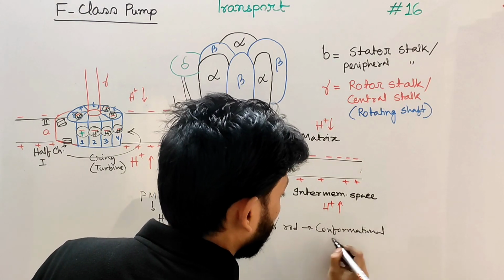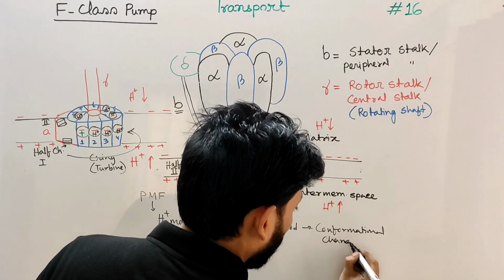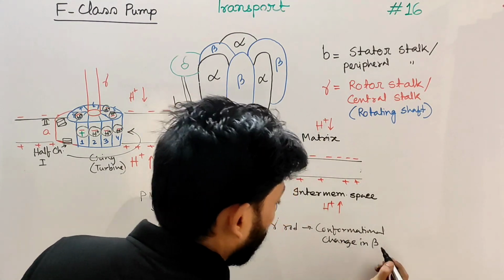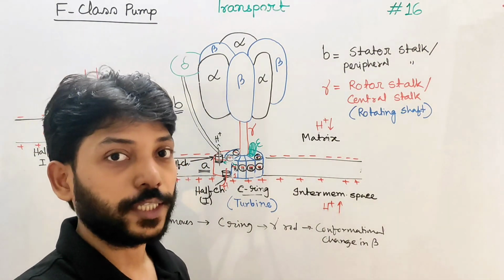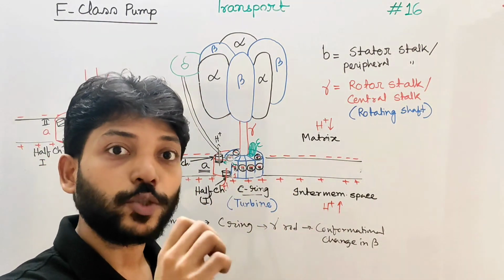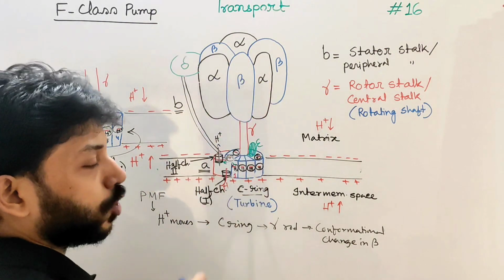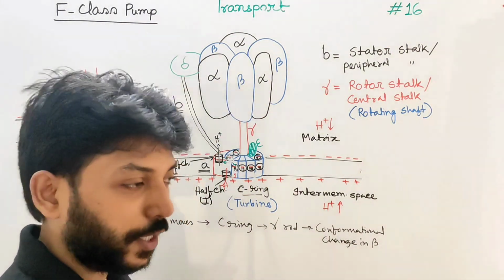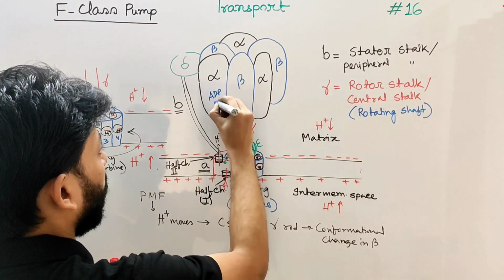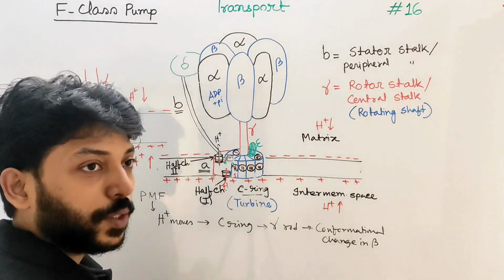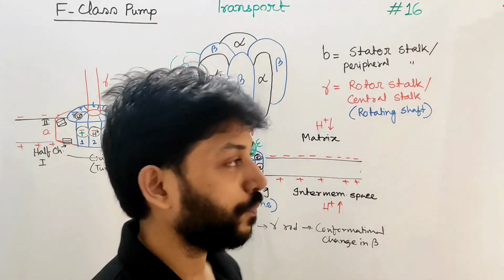Conformational change in beta. And that structural change of beta causes the ATP and Pi to make ATP. So basically, in the alpha portions of this alpha beta hexamer, ATP can bind or ADP and Pi can bind. So ADP and Pi can bind here, but alpha is not directly involved in the ATP synthesis.